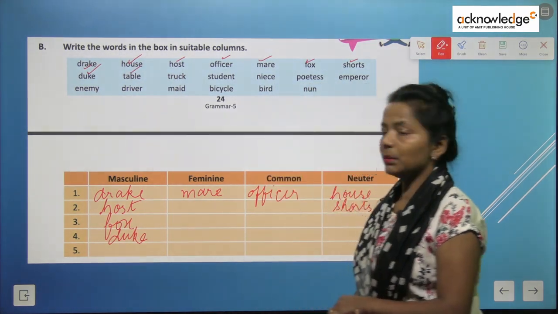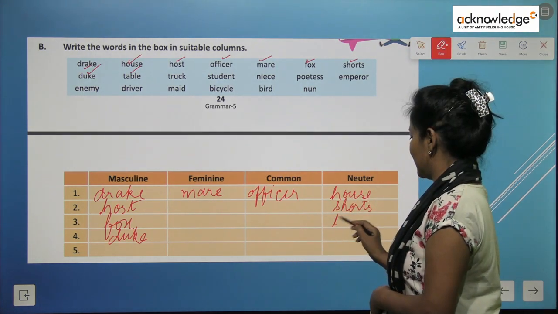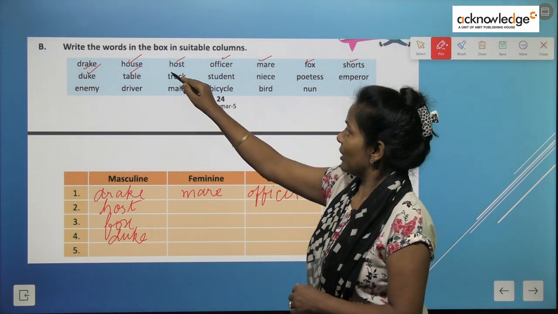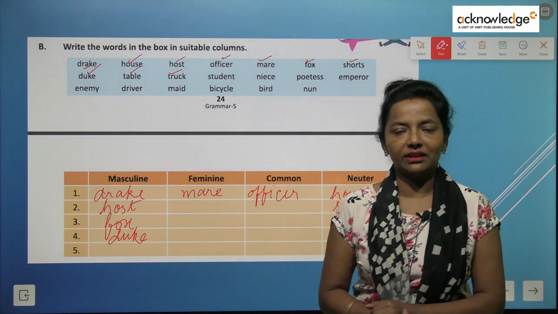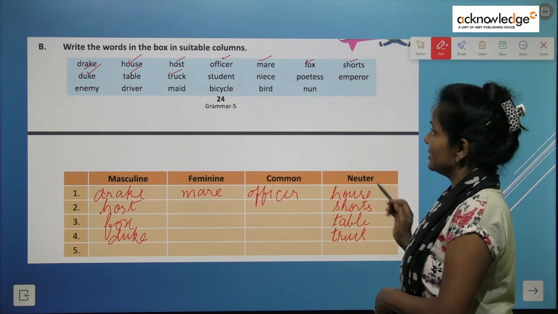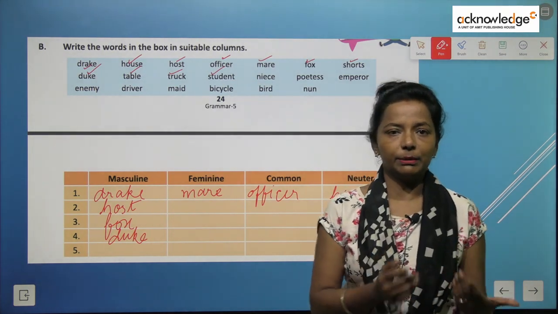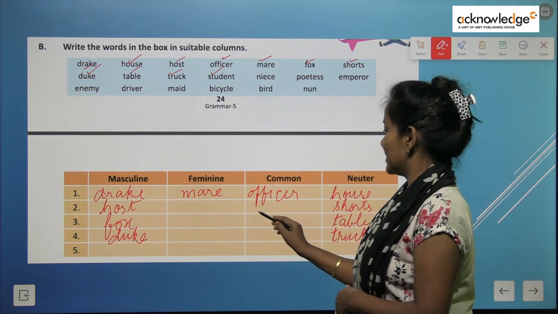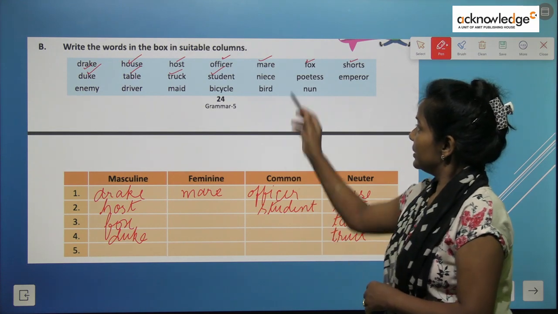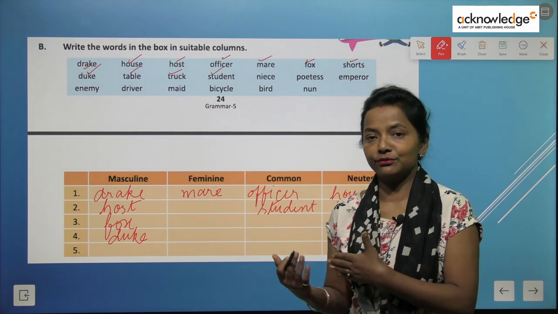Table. Table is a non-living thing. So it is a neuter gender. Table. You have to just remember what is the rule. Truck. Truck is again a non-living thing. So truck is also a neuter gender. Fine children? Student. Student can be a male also and a female also. So student is a common gender. Student. Now niece. Niece and its masculine is nephew.